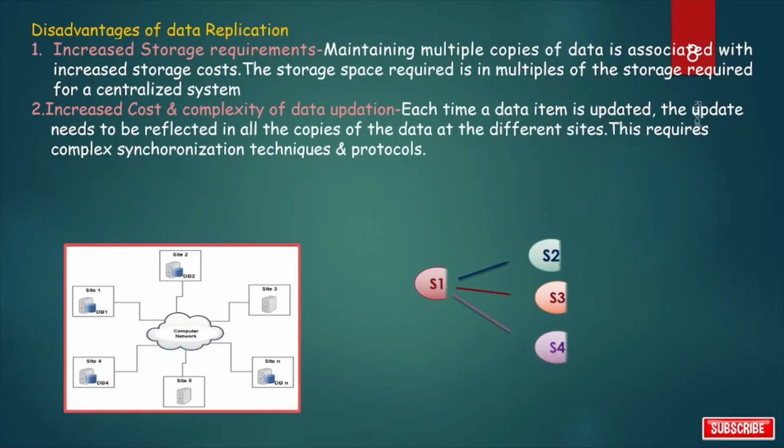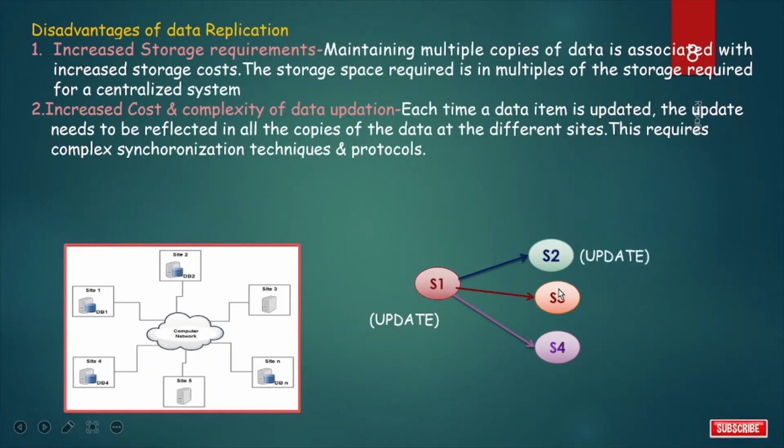Take one example. In site S1, there is one relation, and multiple copies of that relation, that is replications, are stored in sites S2, S3 and S4. Now, if we update the relation which is stored in site S1, then we have to update S2, S3 and S4 also. So, here cost is increased.